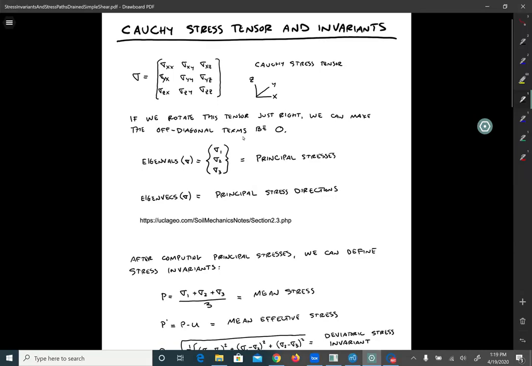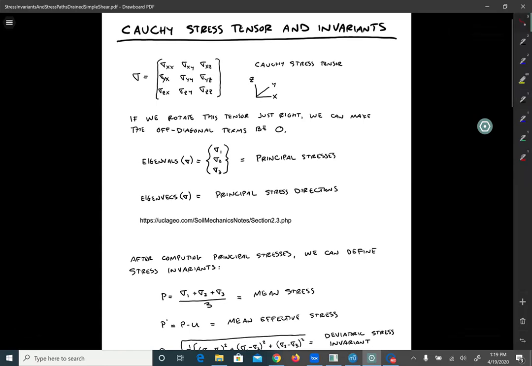Okay, in this lesson, we're going to talk about the Cauchy stress tensor and its invariants, and we're also going to look at how those invariants can be used to represent fundamental soil behavior by looking at stress paths for a drained direct simple shear test. So first, let's talk about the Cauchy stress tensor.